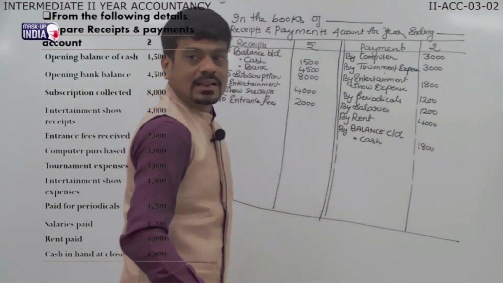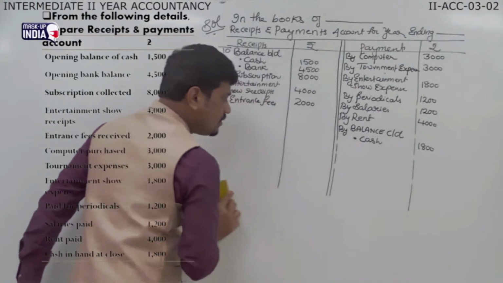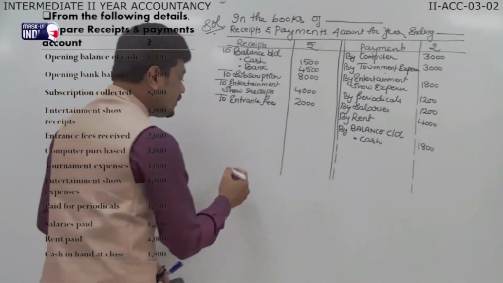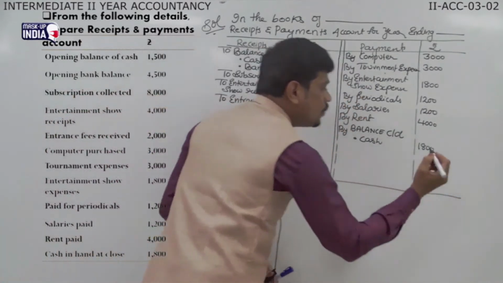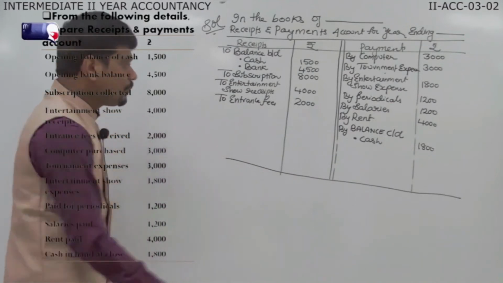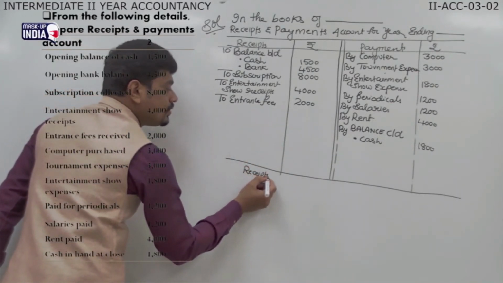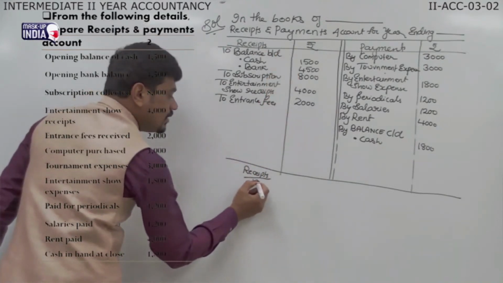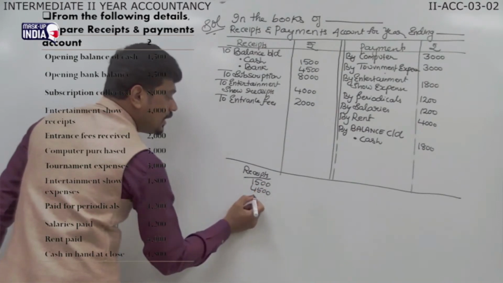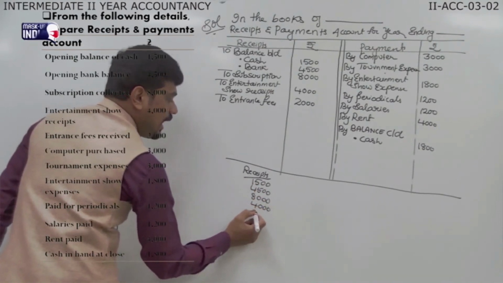Now, having done this, we are going to do the working notes to find how much is the balance of bank. Working notes play a very important role. So, how are we going to do the working note? We'll write here receipts and we'll take the receipt figures: 1500, 4500, 8000, 4,000 and 2,000.